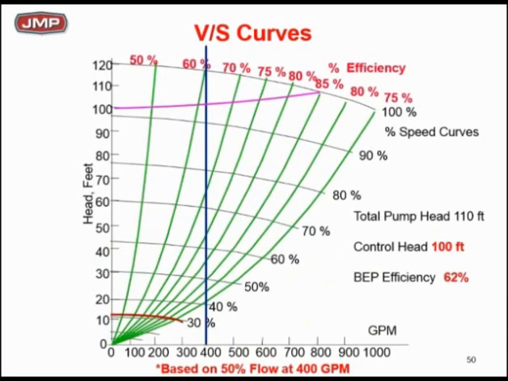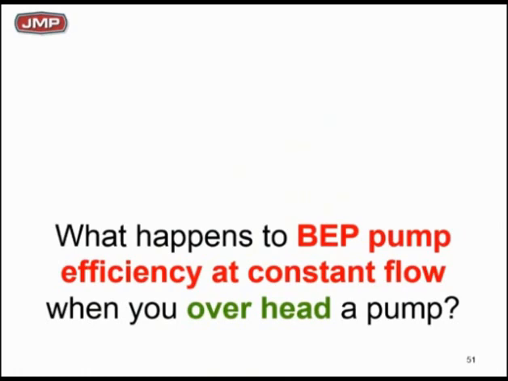The only thing that will change that speed is variable head, and your BEP efficiency is also going down as you increase the constant head. So what happens to pump efficiency at constant flow when you overhead a pump?